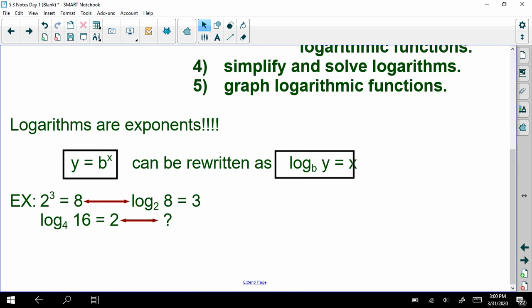So first thing to remember is that logs are exponents. That's really what it means. They can be rewritten as an exponent. That's what a log means, that it's asking for the exponent. Log equals exponent. They are exponents. They equal exponents.